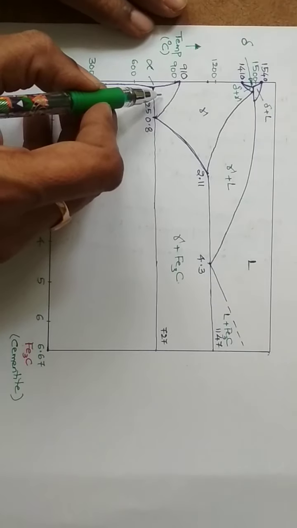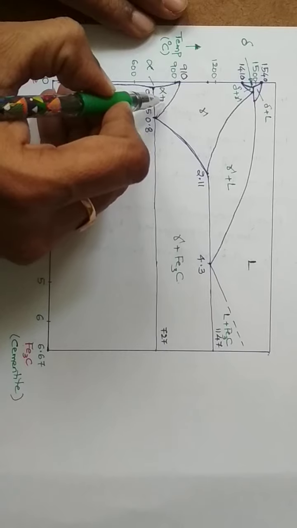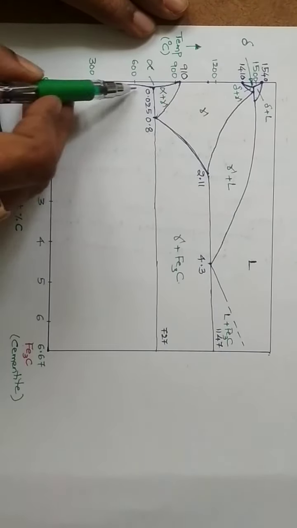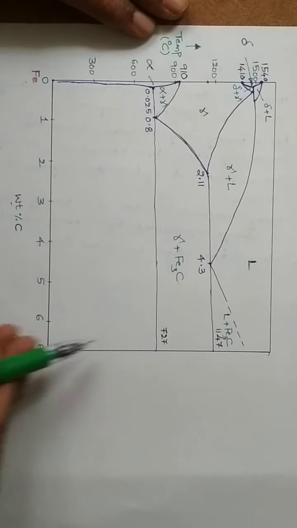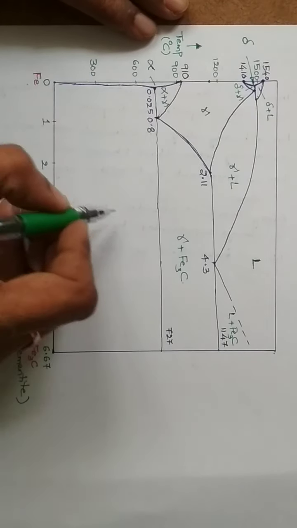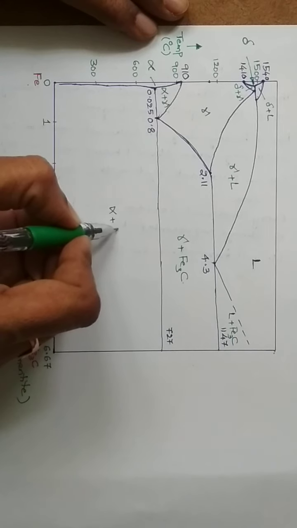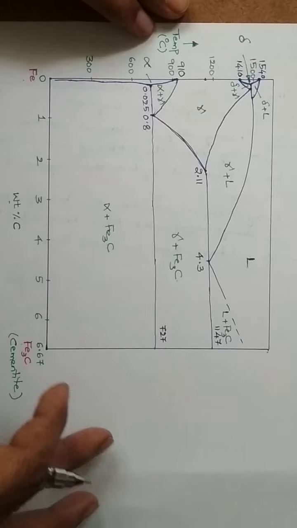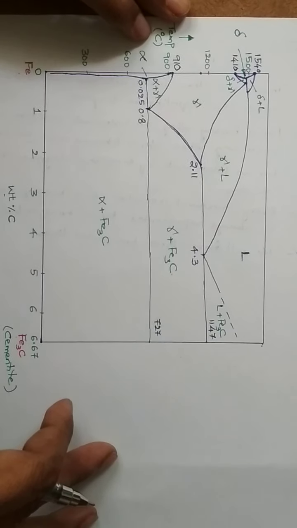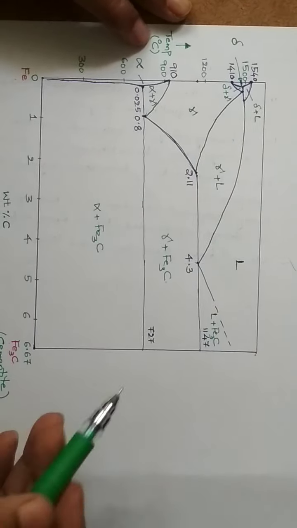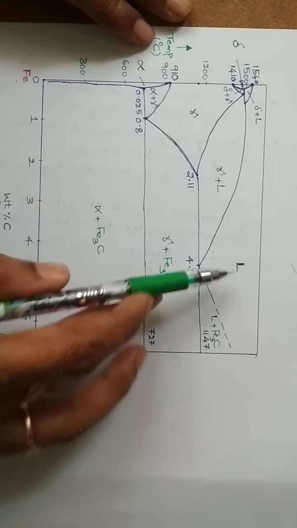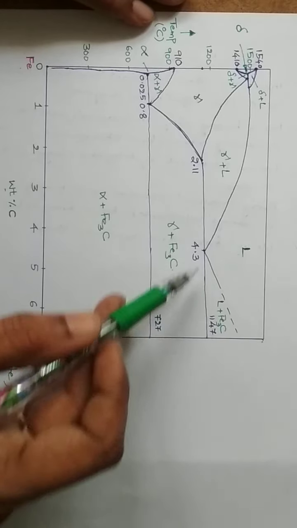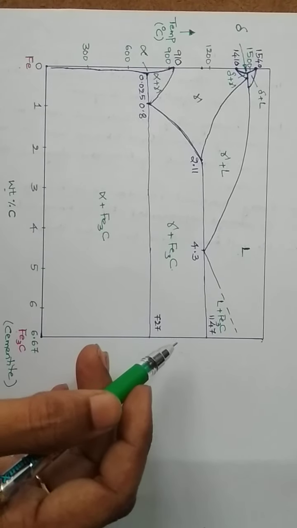And similarly in this region we have alpha plus gamma, and finally coming to this region, we have alpha phase on the left side, and on the right side we have Fe3C. Okay, so we have alpha plus Fe3C. So using tie line principle, initially we have identified the single phase regions, and using tie line principle we have identified the phases in the other regions.